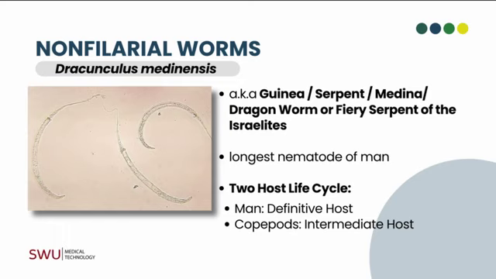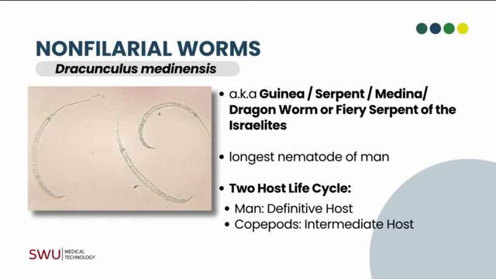Now we have the non-filarial worms in the form of Dracunculus medinensis. This parasite is known since antiquity. It's also called the guinea worm, the serpent, the Medina worm, the dragon worm, or the fiery serpent, which is indicated in the Bible to have tormented the Israelites.